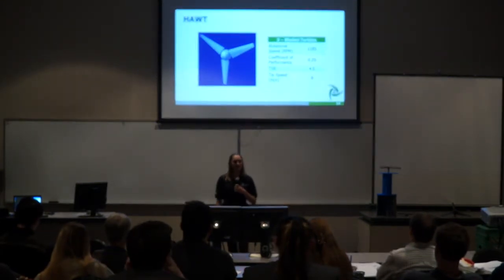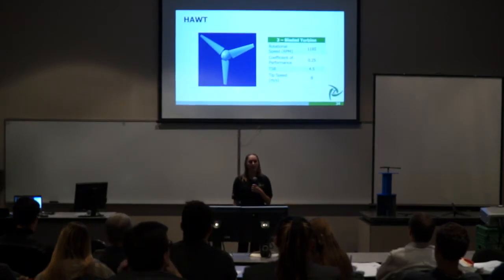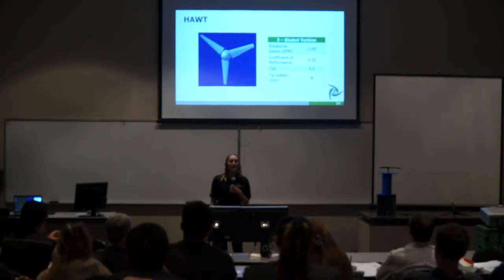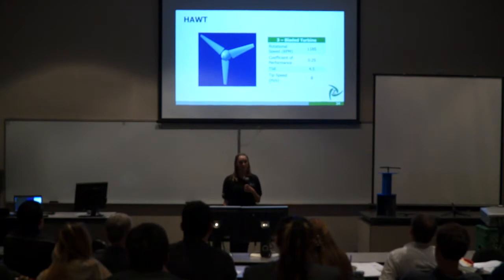For the horizontal axis design, a traditional 3-bladed wind turbine was chosen. The 3 blades were chosen based on a slightly higher efficiency compared to other numbers of blades. Based on the method I just described, there is a 1,100 rotations per minute estimated rotational speed.